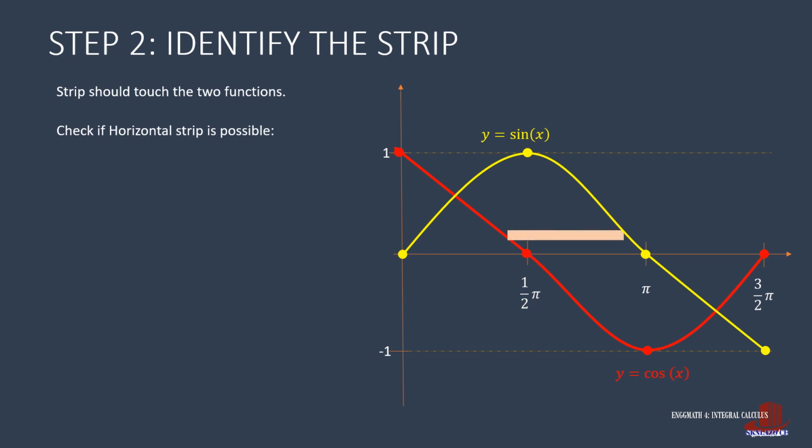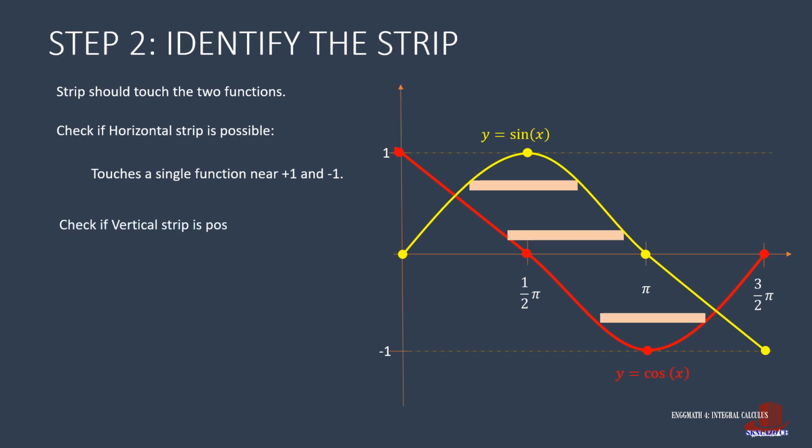If a horizontal strip is placed at the middle, it is quite obvious that the left end touches the red curve, and the right end touches the yellow curve. But moving a bit above the area, both the strip ends touch the yellow curve, and further below the area, both ends of the strip also touch the red curve. This shows that the horizontal strip is not suitable.